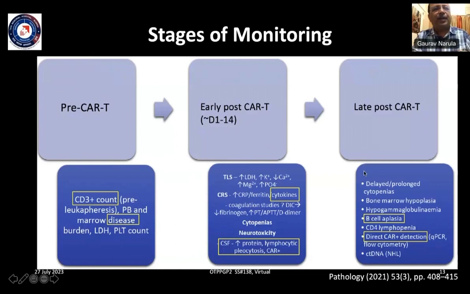And then after that, we are more interested in whether the B cells have disappeared or not. So we are monitoring for B cell aplasia, and we are looking at whether the CAR Ts are persisting or not, so that we can come to know if the patient is doing well or not. So these are the stages that we will be monitoring.